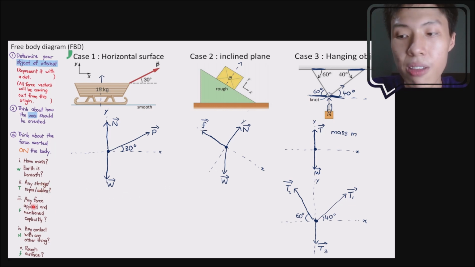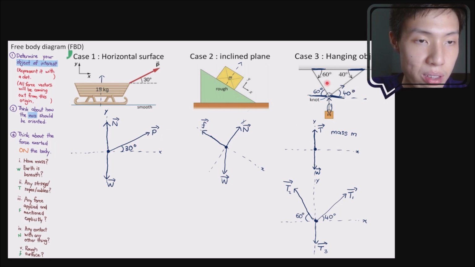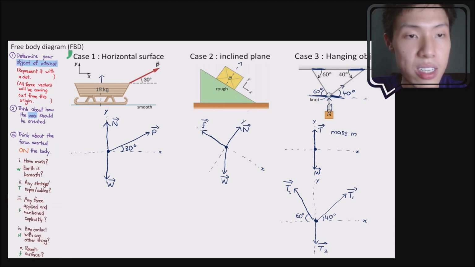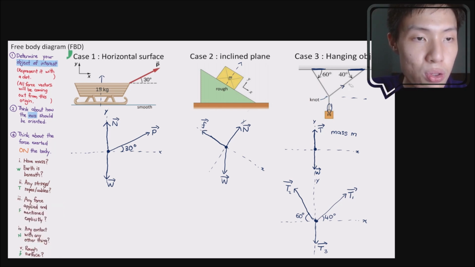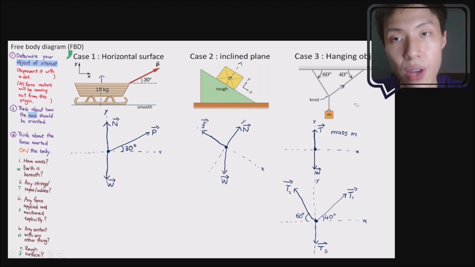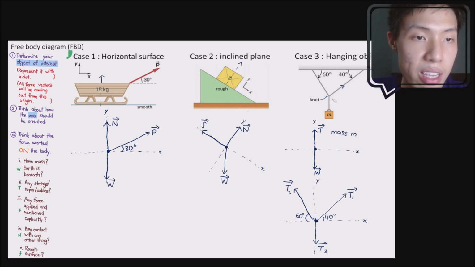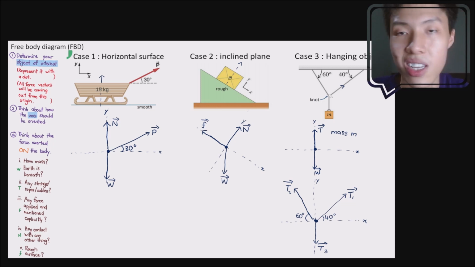The third question: any force applied and mentioned explicitly? Well, there's no clear indication that there's an external force being exerted on it. You don't see any arrow, you don't see any words saying that there's a force exerted on it. So in this case, no external force. Next, any contact with any other thing? Is the knot in contact with any other surfaces or objects? This knot is only connected to the strings. It's not even connected to any surfaces. So you should expect no normal force.